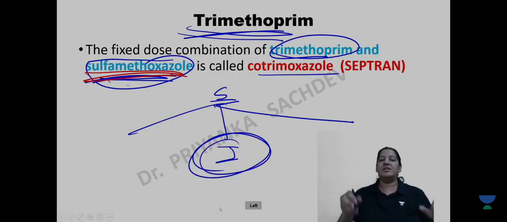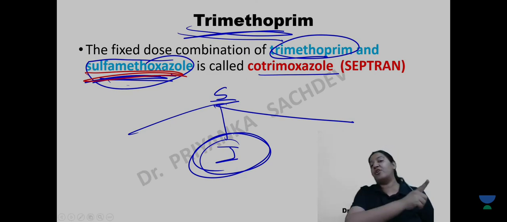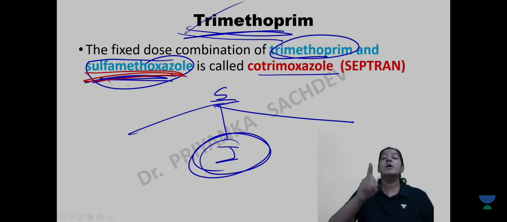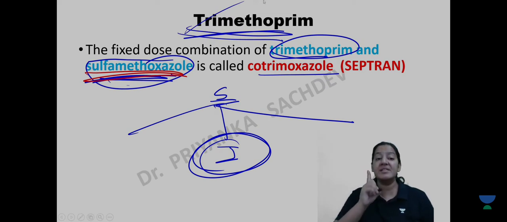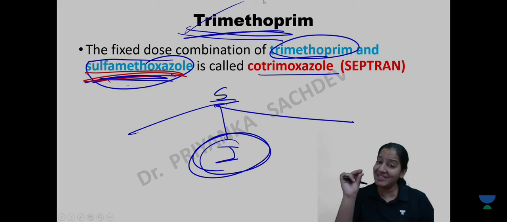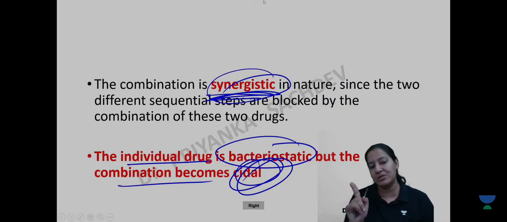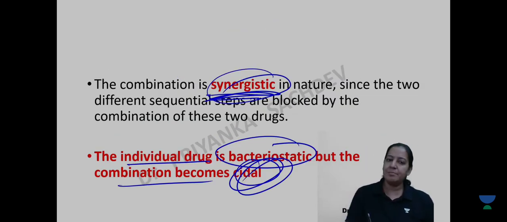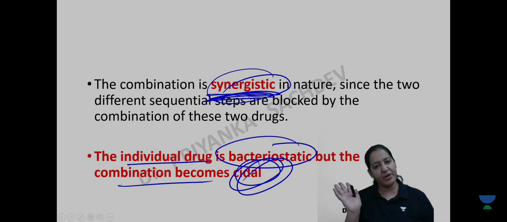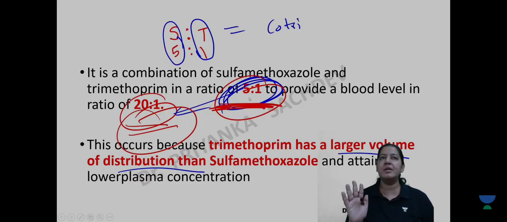So this is all introduction. In the introduction, write down the combination. In the combination, tell me the exact sulfonamide with which we are combining trimethoprim. The name is the intermediate one, that is sulfomethoxazole. Not short acting, not long acting, not topical. It is the intermediate one. Sulfomethoxazole. Right? Why are we doing this? Because of the synergistic action. The individual drug is bacteriostatic, but the combination is cidal.